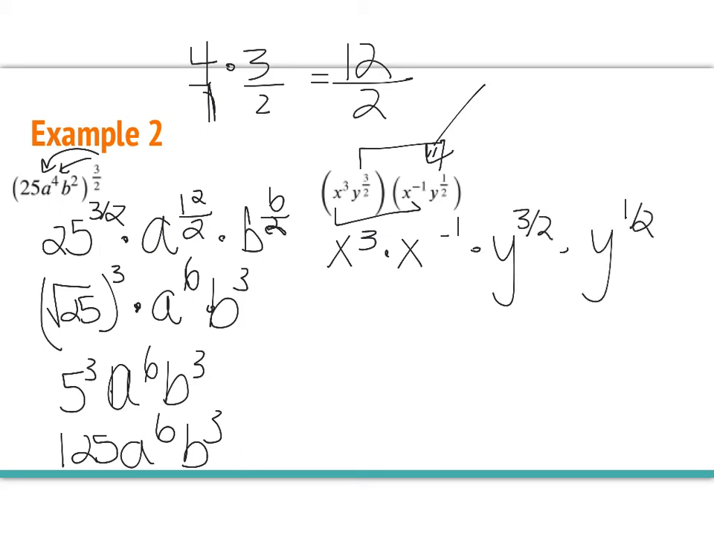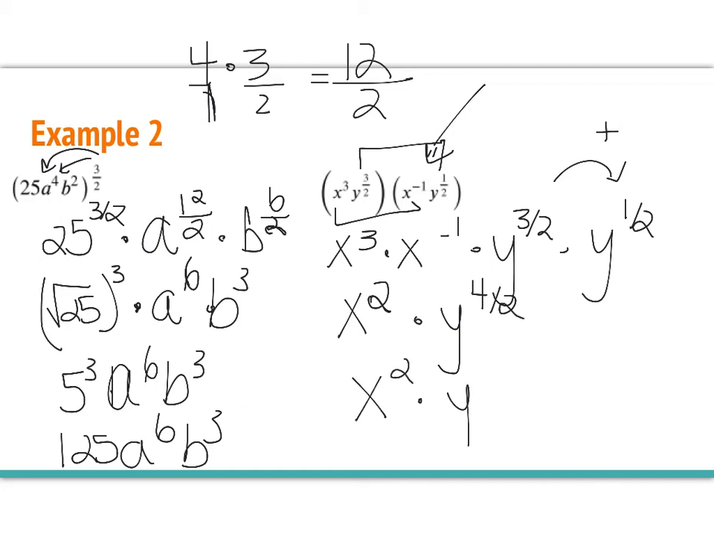the 1/2. So x cubed times x to the negative 1 is x to the 3 plus negative 1, which is x squared. Times, we need to add these two terms. So 3 over 2 plus 1 over 2 is 4 over 2. We can simplify to x squared times y. 4 divided by 2 is 2.